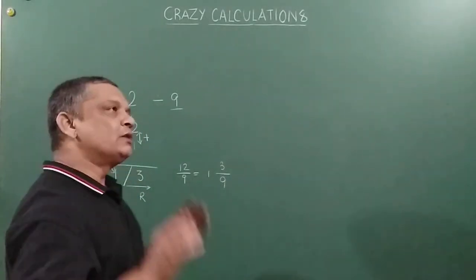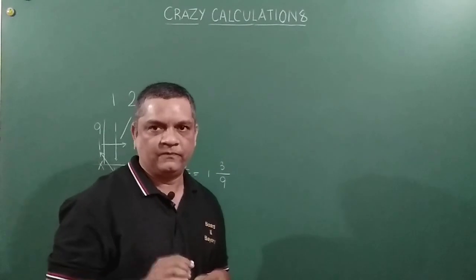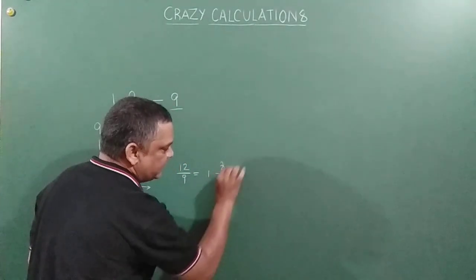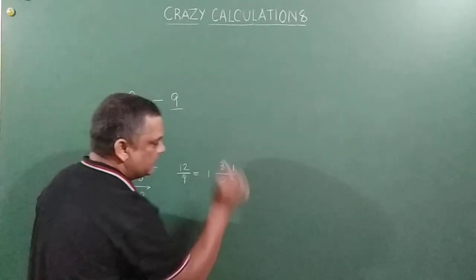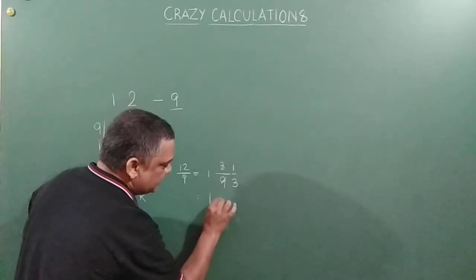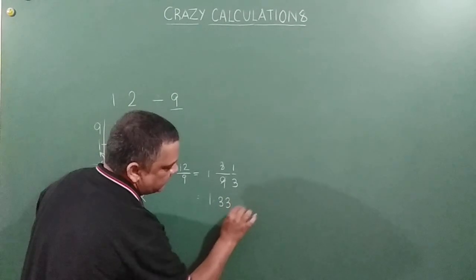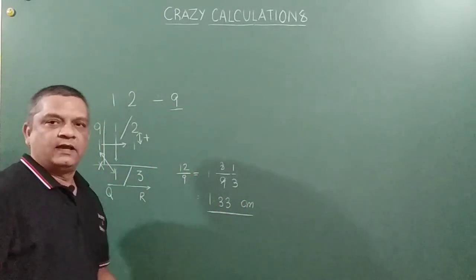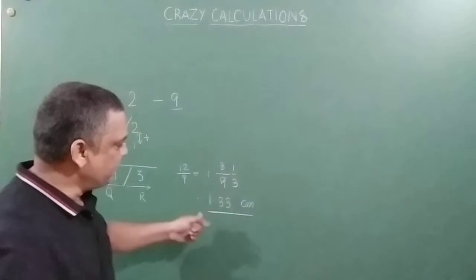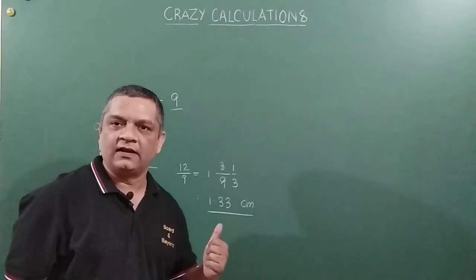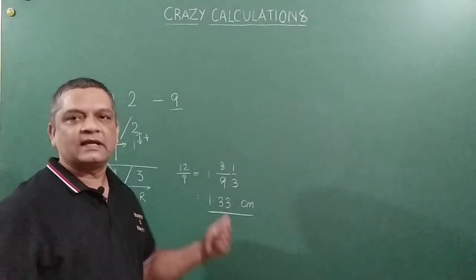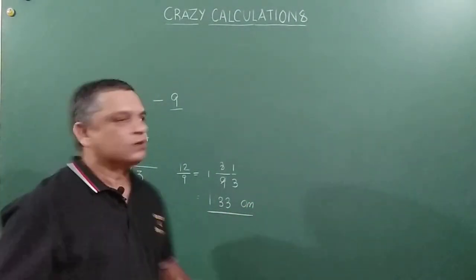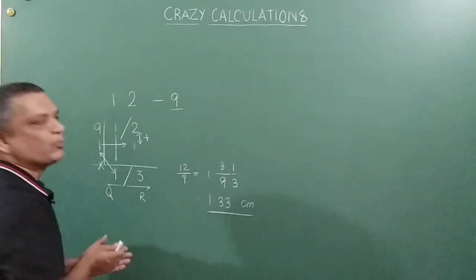Otherwise, if you want to convert it into decimal, we know 3 by 9 is nothing but 1 by 3, so we can write it as 1.33, whatever the unit, let us say centimeter. We have comfortably converted it into decimal as well. So you can leave your answer as a mixed fraction or convert it into decimal. This was just to illustrate the process to you.